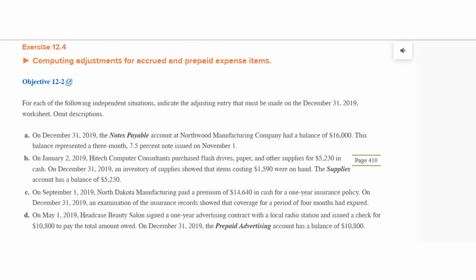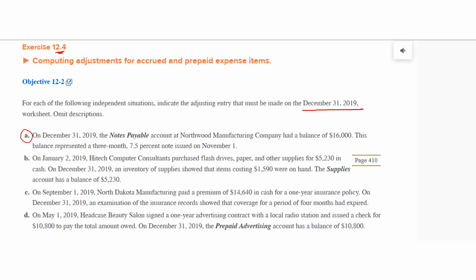So this is exercise 12.4 in your book. Let's start with letter A. And on this problem, again, let's go back and read it. It says, for each of the following independent situations, indicate the adjusting entry that must be made on December 31st, 2019. So at least that sets your time period. You want this for the end of the year.